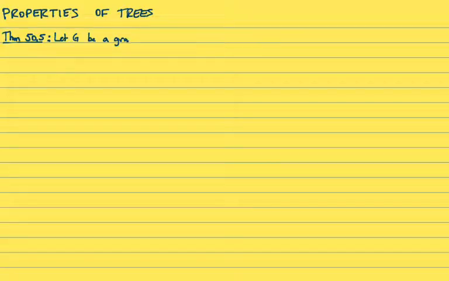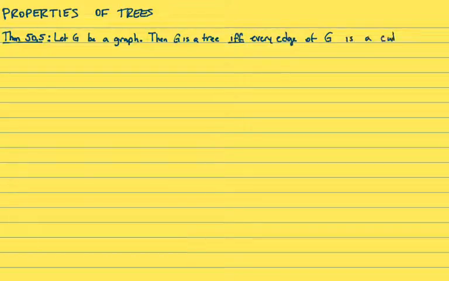Let's cover another property that the tree as a graph has. So this is theorem 50.5. It says that if we let G be a graph, then G is a tree if and only if every edge of G is a cut edge. G is a tree if and only if every edge of G is a cut edge.